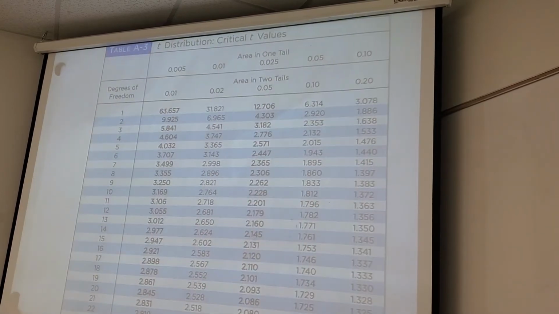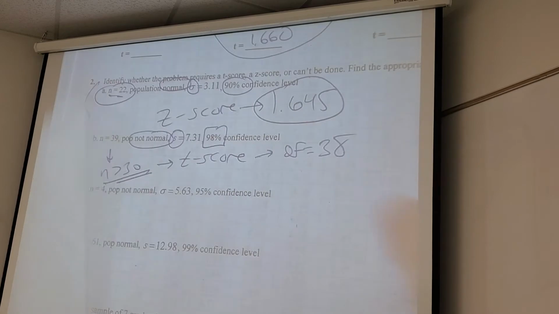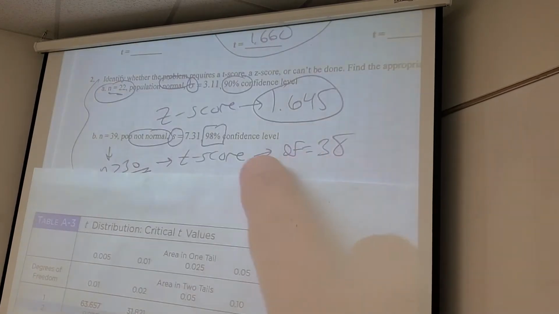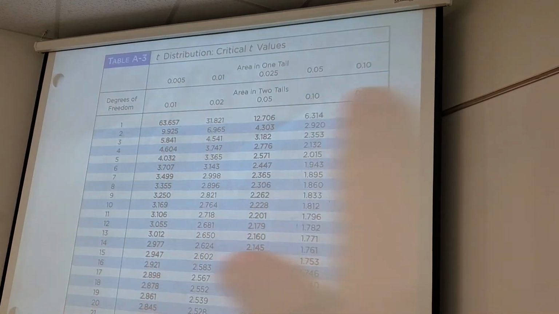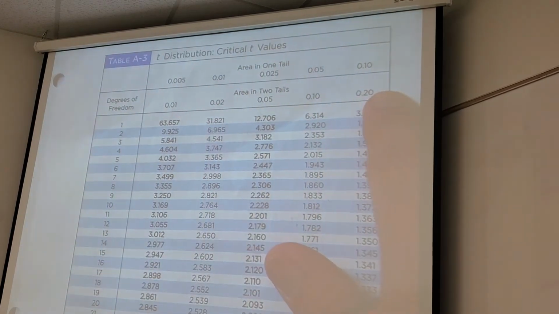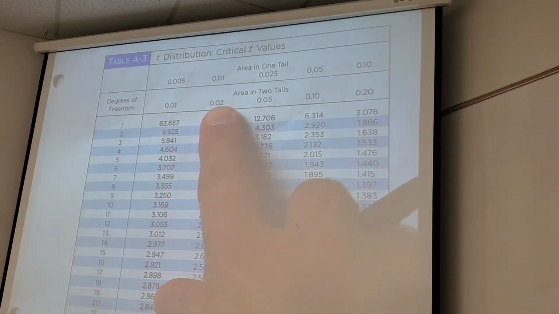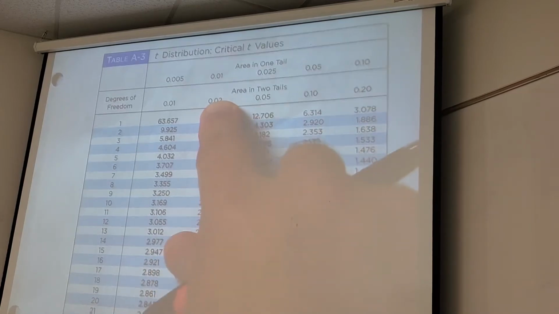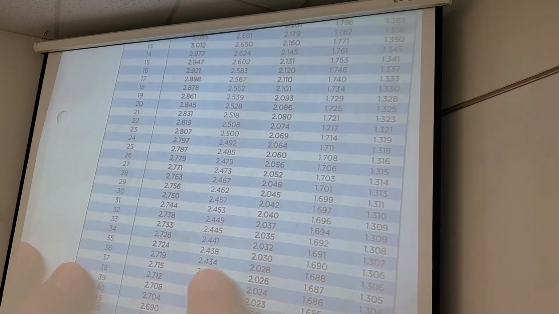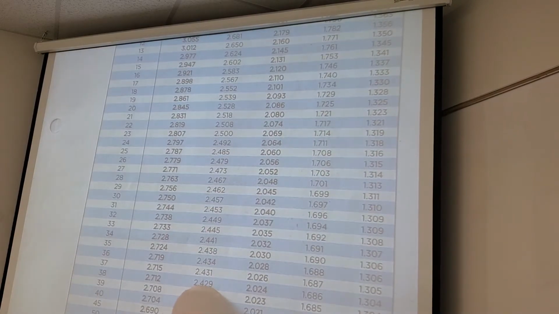So my degrees of freedom was 38. 98% confidence. Which column am I looking in? Yeah, this one. 98% confidence. There's 2% in the two tails. And I'm going to stop at 38. So the idea is if I stop, I get a T-score. If I go all the way down, I get a Z-score. I like it. So this is the one I want, 2.429.